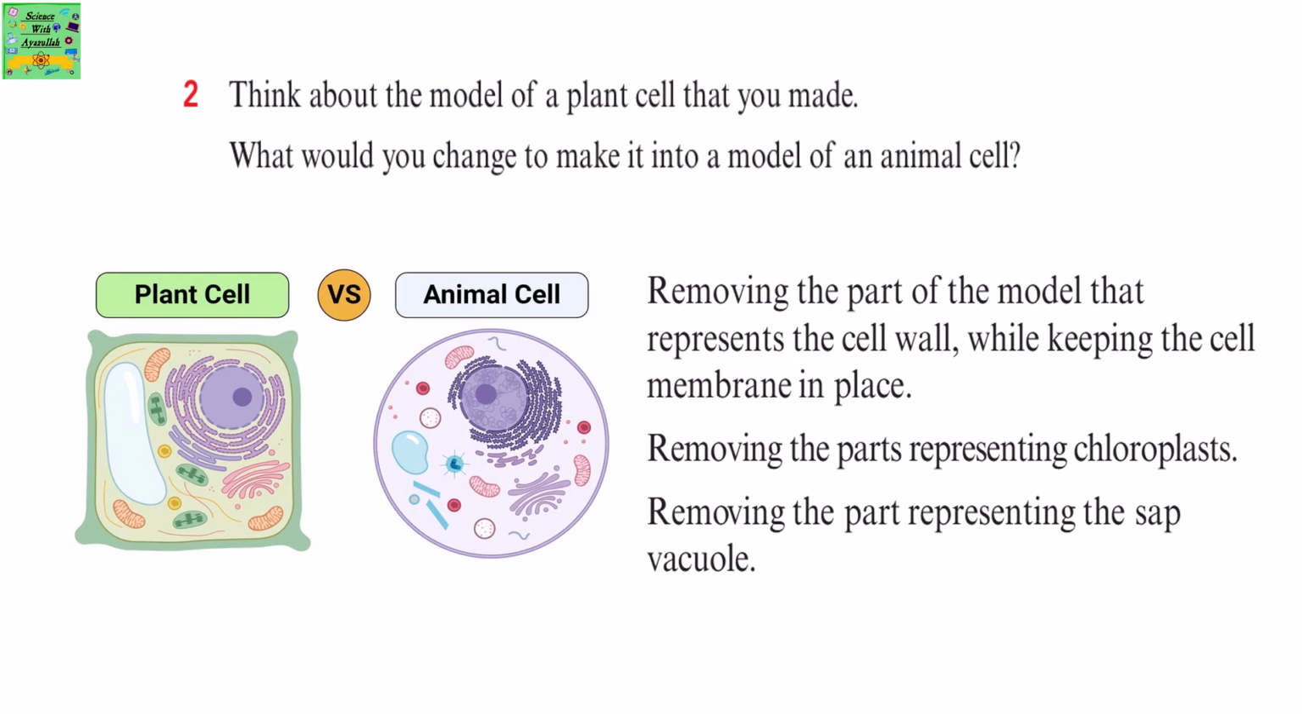Think about the model of a plant cell that you made. What would you change to make it into a model of an animal cell? You need to remove the part of the model that represents the cell wall while keeping the cell membrane in place. Remove the part representing chloroplasts and also remove the sap vacuole.